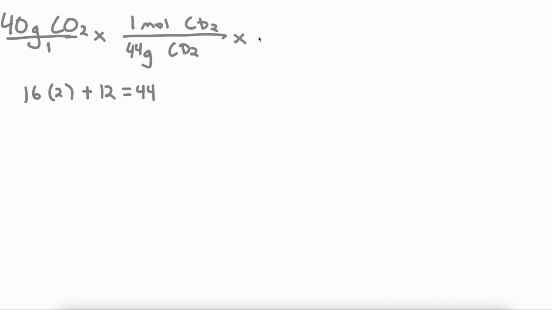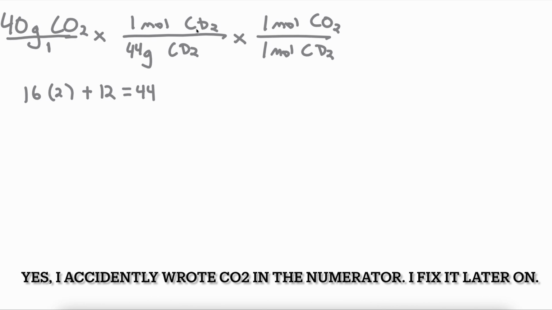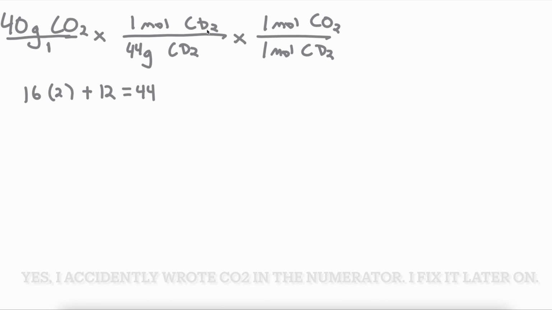Now, let's change from moles of carbon dioxide to moles of carbon. 1 mole of carbon dioxide has 1 mole of carbon. How do I know that? Well, just look at the subscripts. There's an implied 1 below the carbon, and there's a 2 below the oxygen. Now, I just need to go from moles of carbon to grams of carbon.